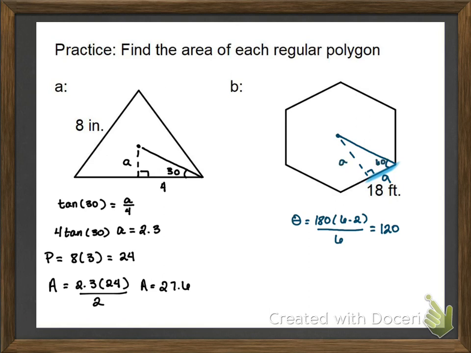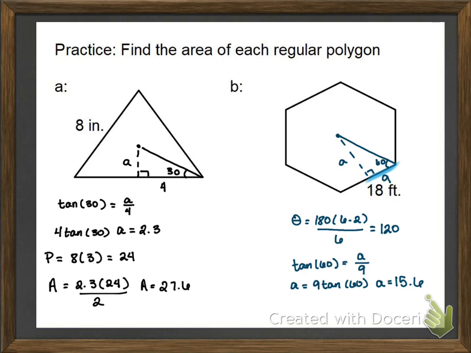So now we have our right triangle, A is our opposite side from that angle, and then 9 is our adjacent. So we're using tangent of 60 equals A over 9. So A equals 9 tan of 60, which gives us 15.6. So we have our apothem.